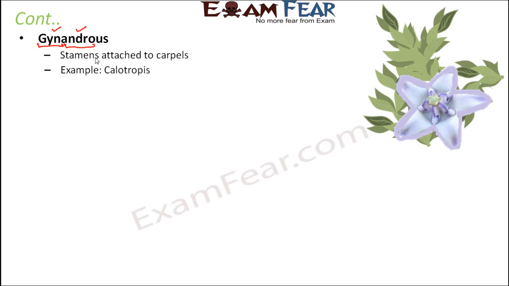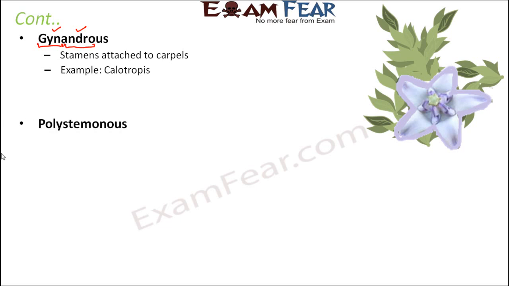So example would be calotropis. So this is how a calotropis flower looks like. Here, if you look at the exact center, there you have the gynoecium or the carpel, and here you have the stamens. And if you look at this picture very closely, you actually see that they are all attached to each other. So the stamens and the carpels are attached to each other. That is why they have a gynandrous arrangement.